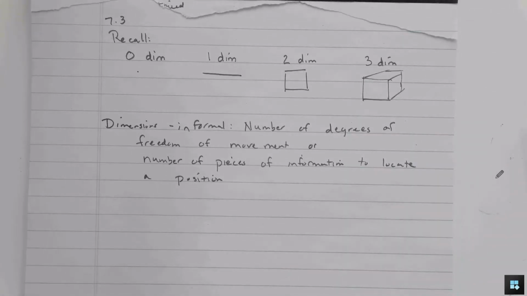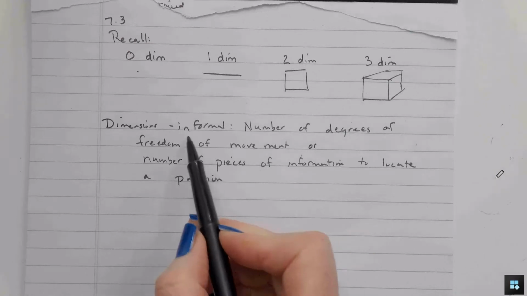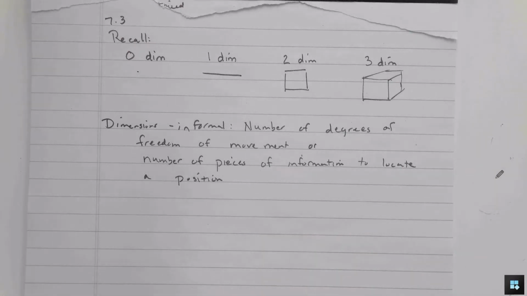We need a better definition of dimension, and that's what we're going to do in section 7.3. We're going to find a better definition of dimension, a formal definition, not an informal definition. So that's what we're going to do today.